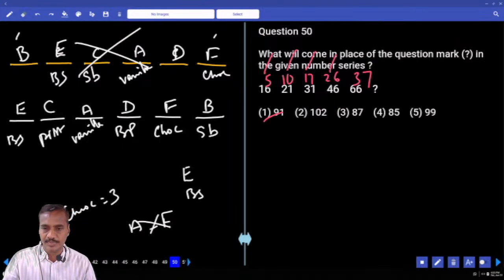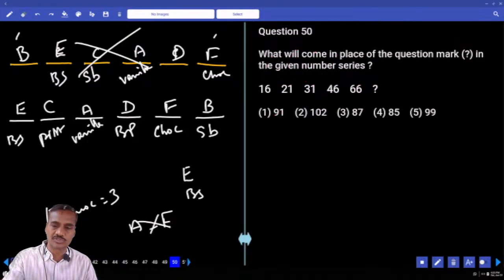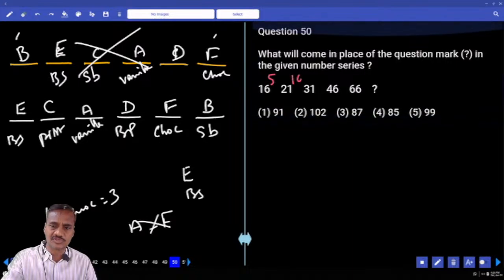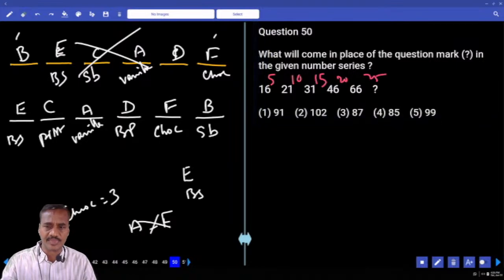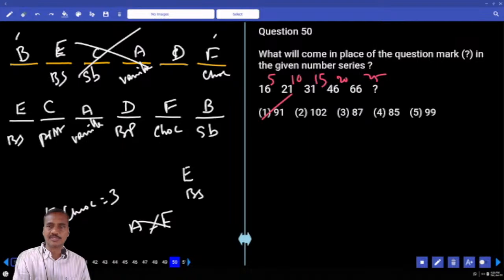And the next one, 50. Now 16, 21, the difference is 5. Here the difference is 10. Now here the difference is 15. 20, next one is 25. Now 6 plus 5 is 1, 91, choice 1, 50. Now this is about the clerk prelim.